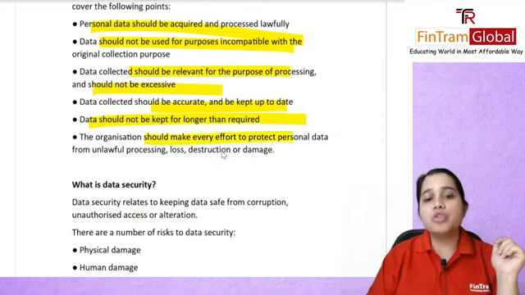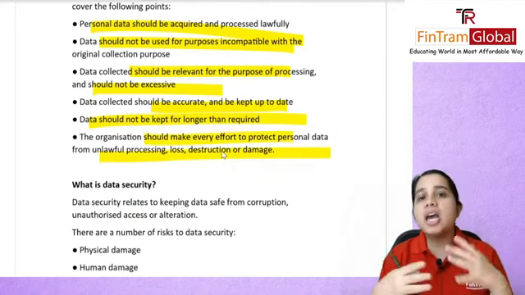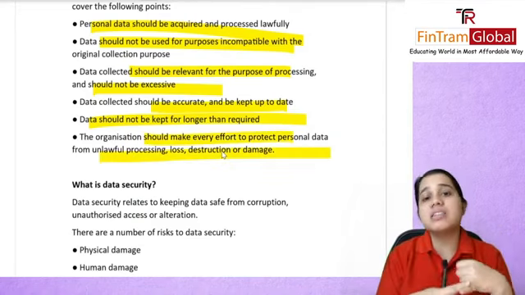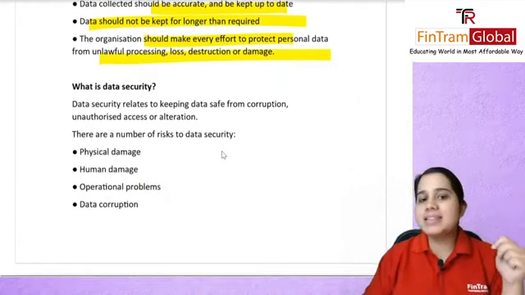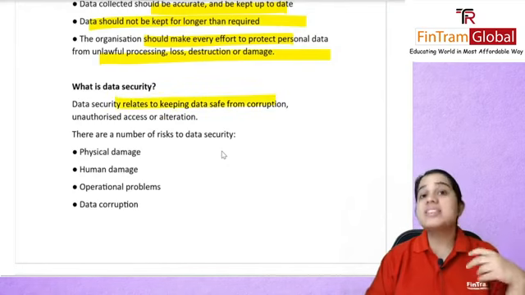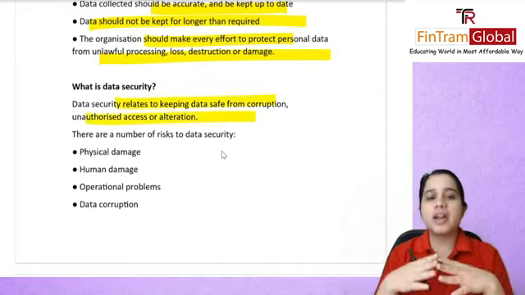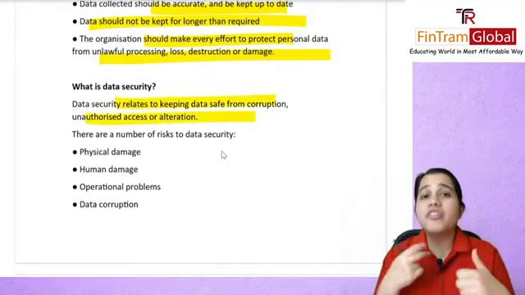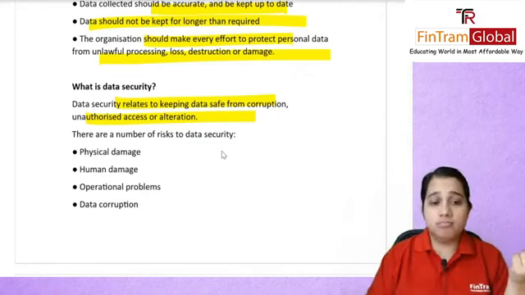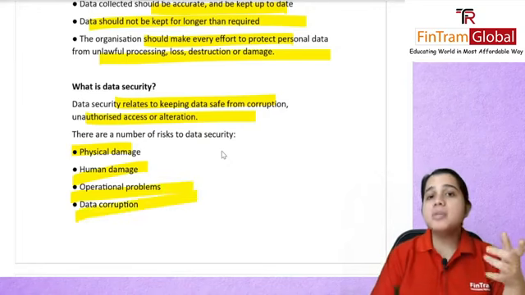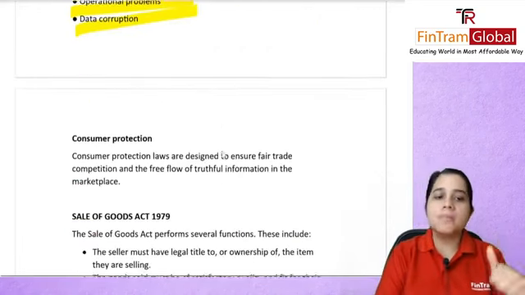Organizations should make every effort to protect this data from any unlawful processing or someone stealing or destroying it. What is data security? Basically, how you can keep this data safe from any corruption or unauthorized access. There are various sorts of risks to your data security. You have your physical risk, you have your human damage, operational problems, and of course there's data corruption.